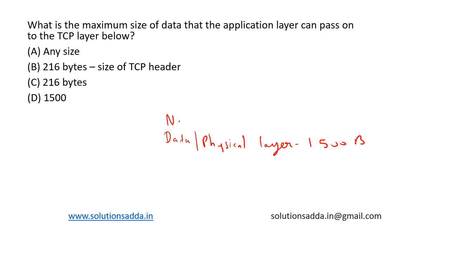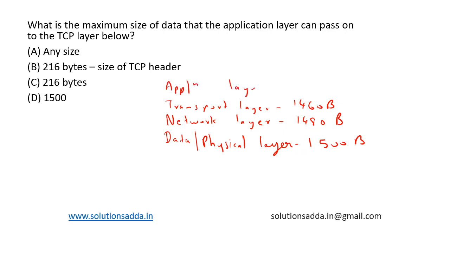In the network layer, the size limit is 1480 bytes. In the transport layer, it is 1460 bytes. And in the application layer, it can be of any size. Actually, it is the transport layer's responsibility to divide data into fragments and packets. The application layer is free from it and need not have any size restriction. So based on the options, option A, any size, would be the correct answer here.